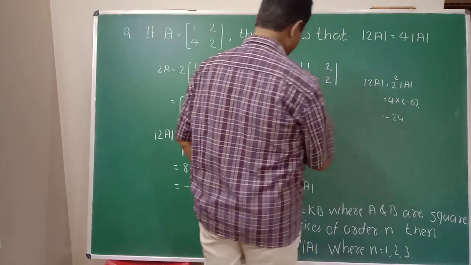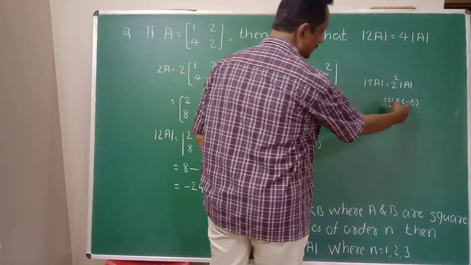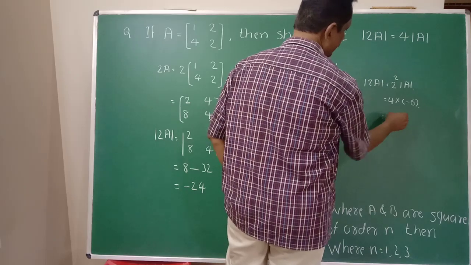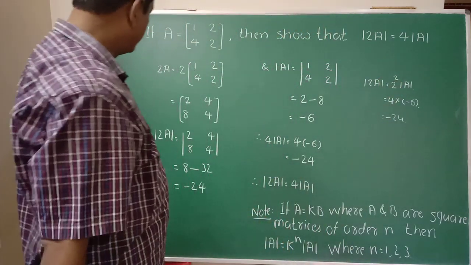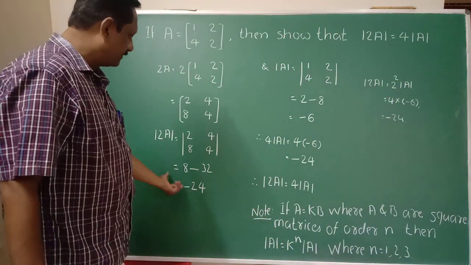2 square is 4. Determinant of A value is minus 6, 6 4s are 24, so minus 24 is the answer, which is the same as the determinant of 2A.